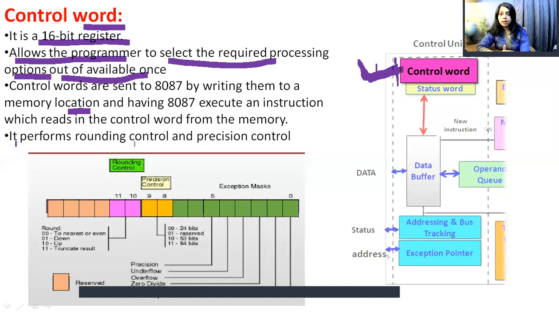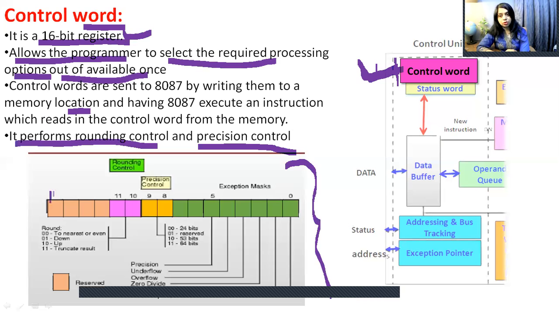It performs rounding control and precision control operations. So this is the format of the control word. As I said, it is a 16-bit register, from bit 0 to 15. So there are 16 bits, and 4 of these bits are just kept reserved, and there are different operations for different bits, and that I'm going to explain in the coming videos. Right now, just remember that there is a control word whose size is 16 bits, and it is used to control the operation of the 8087 maths coprocessor.